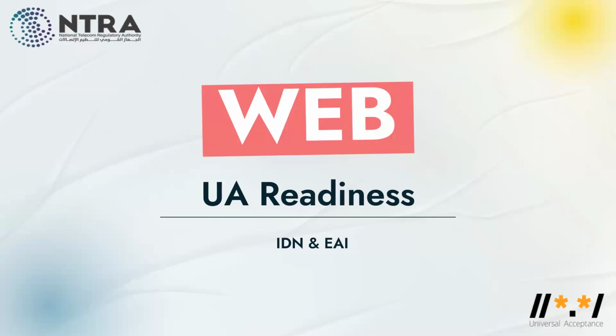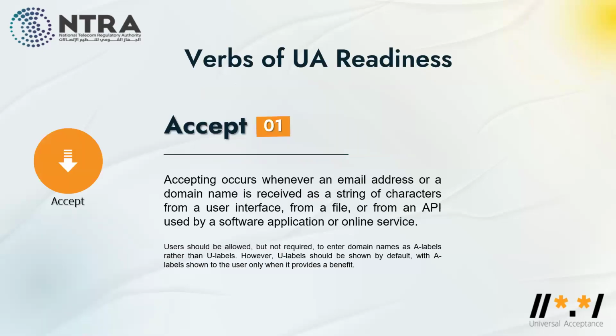Now I have covered the five verbs of universal acceptance readiness: accept, validate, store, process, and display. I also talked a little bit about the standard email environment architecture for the email system. Now I will go into depth on the five verbs of universal acceptance readiness.